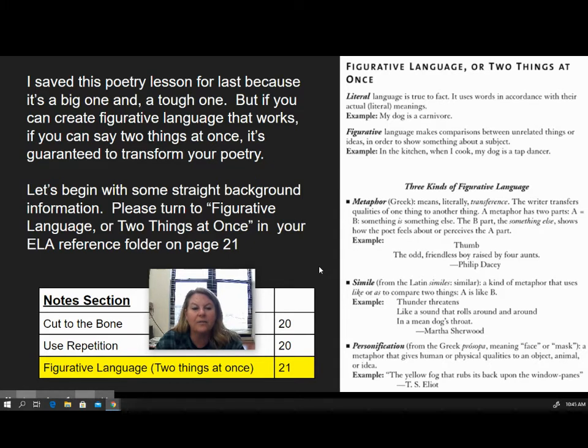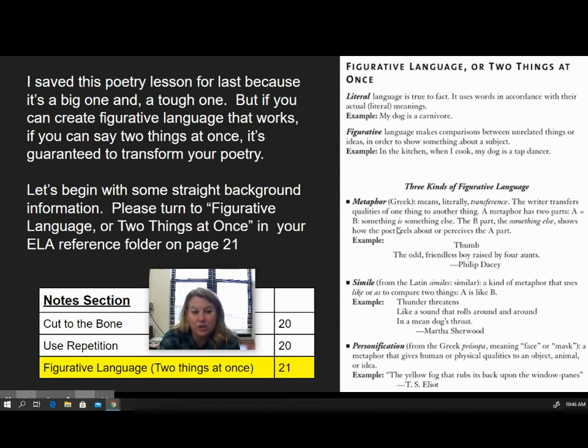There are three kinds of figurative language that we're going to talk about today, and I don't want to confuse you, but all three are metaphors. However, we're not going to call all three metaphors. There's a couple of specific types of metaphors that we're going to talk about, and so we're going to call them something different. The first one is just a regular metaphor, and it is a Greek word, and it means literally transference. So the writer transfers qualities of one thing to another thing.